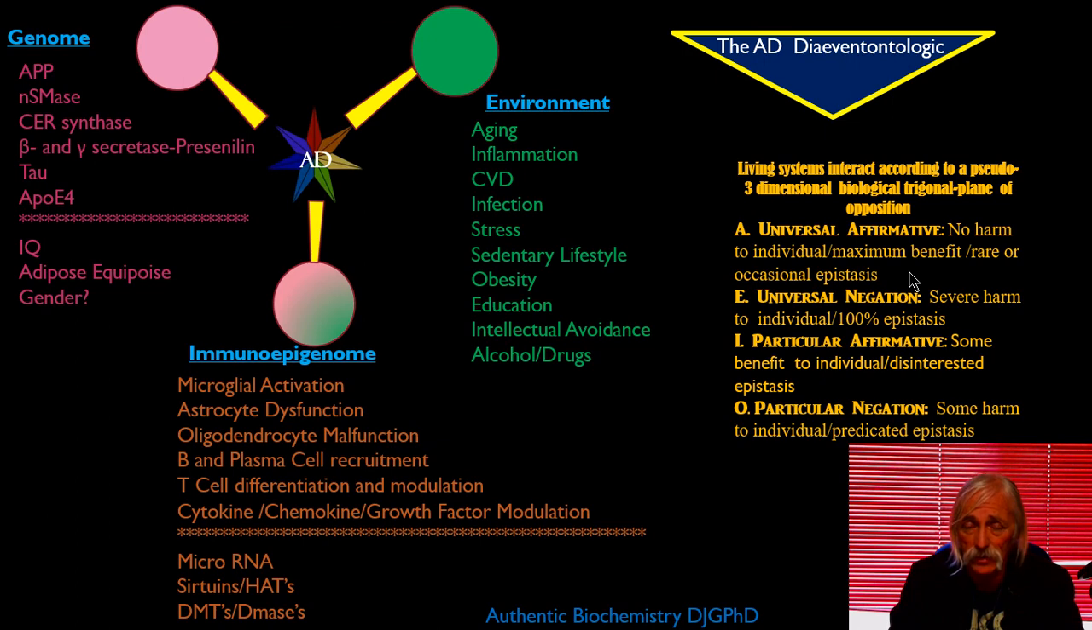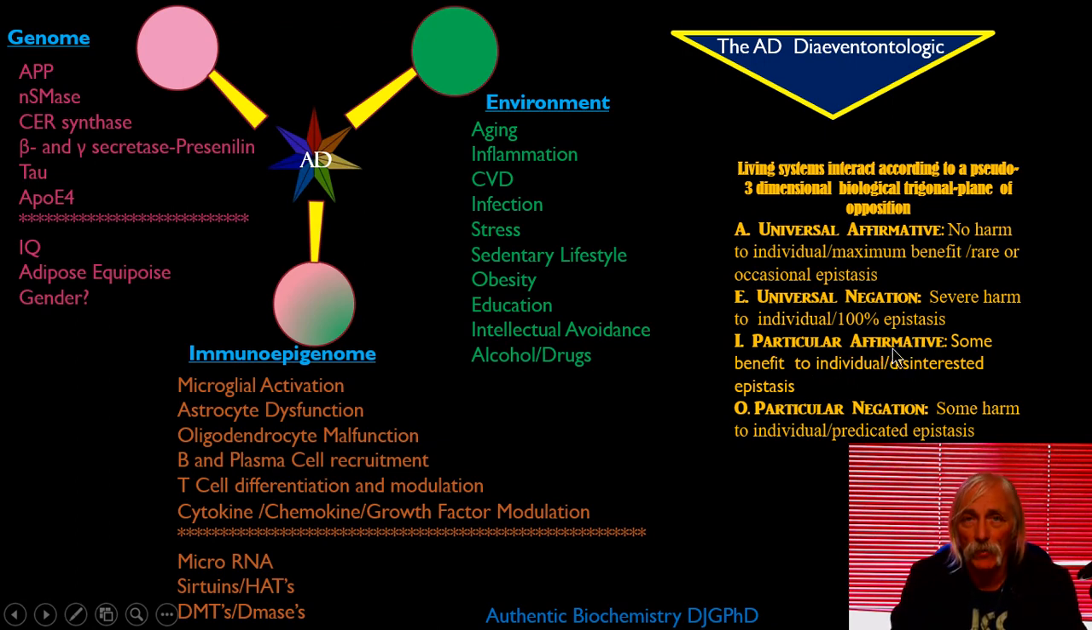Diaeventontological paradigmatic systems? You can have the universal affirmative, for example, in AD, no harm to the individual, maximum benefit, rare or occasional epistasis, that means gene-gene or system-system interactions. You can have universal negative, severe harm to the individual, all the way full-blown Alzheimer's neurodegenerative disease. And you get 100% gene-gene interaction, 100% epistasis.